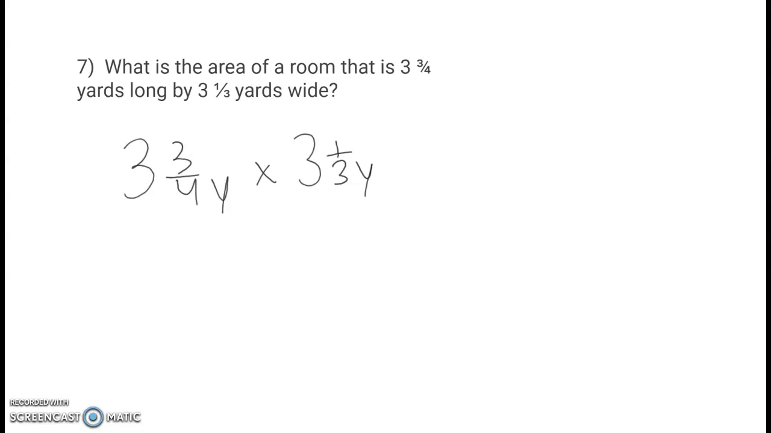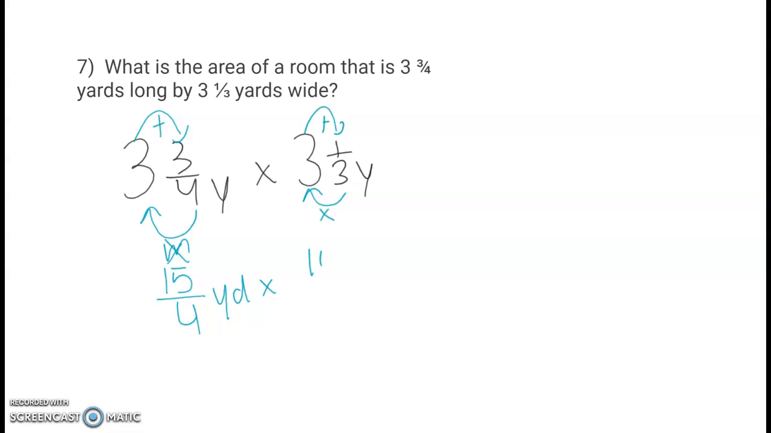In order to multiply mixed numbers, I do need to turn those into improper fractions. So I'll use my get mad strategy. I'll multiply, and then add. 4 times 3 is going to be 12, plus 3 is going to be 15. My denominator stays the same. And then I'm going to do the same thing over here. Multiply and then add. 3 times 3 is 9, plus the 1 is 10 over my denominator.